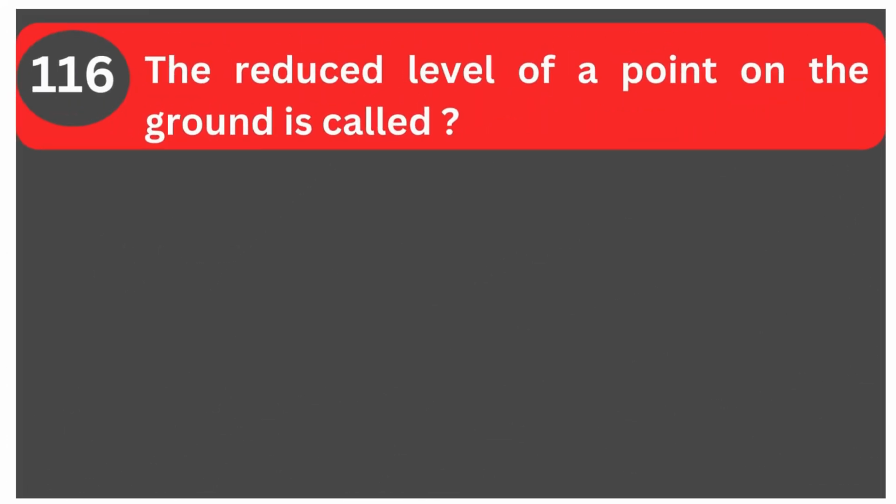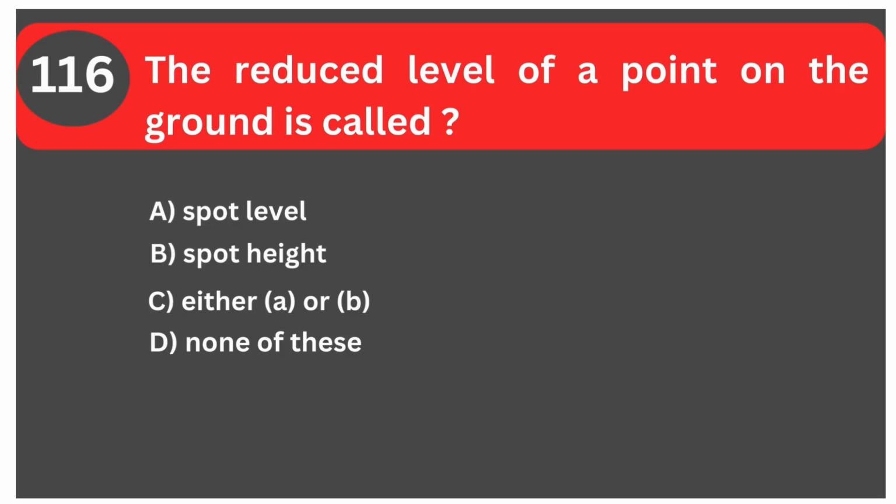The reduced level of a point on the ground is called. Options: A. Spot level. B. Spot height. C. Either A or B. D. None of these. Answer C. Either A or B.